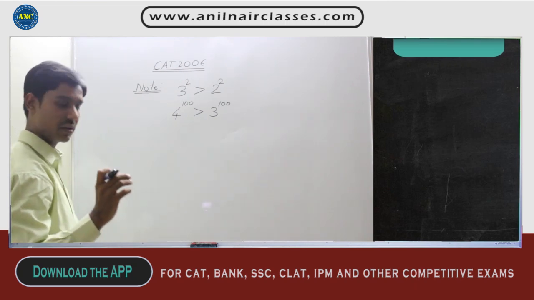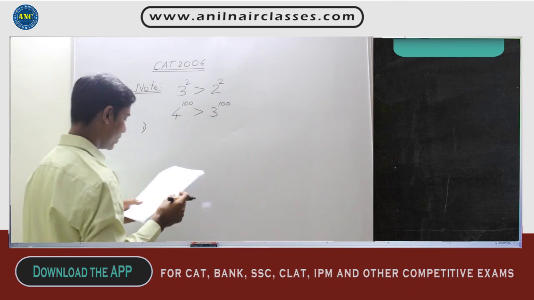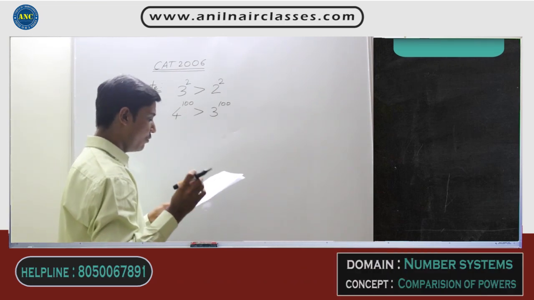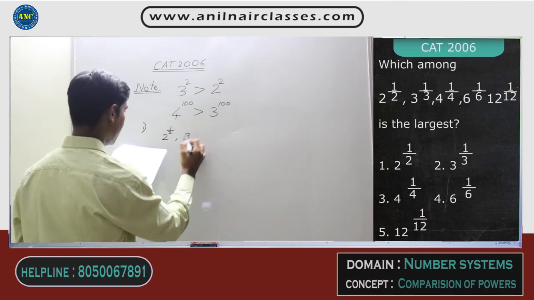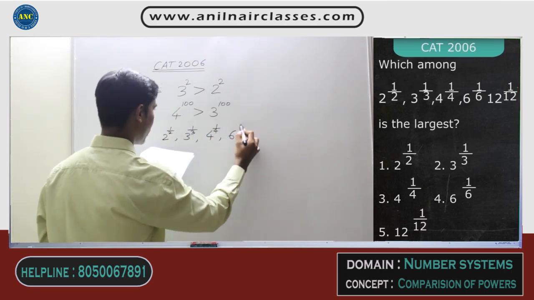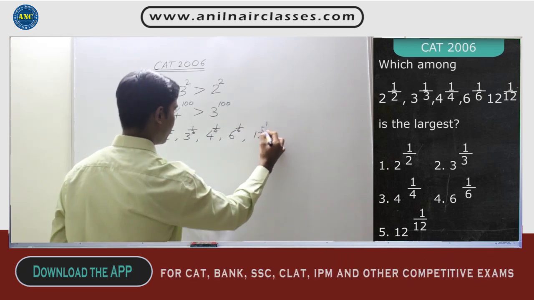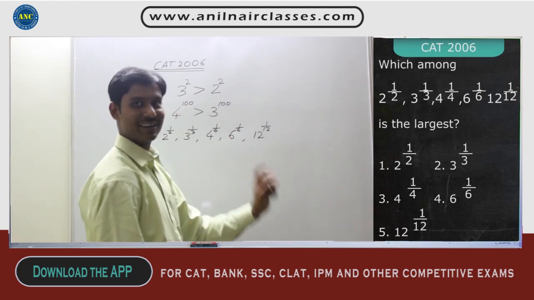Now let us solve the original examination question which is asked in CAT 2006. Now please see the question. Your question is which among 2 power 1 by 2, 3 power 1 by 3, 4 power 1 by 4, 6 power 1 by 6 and 12 power 1 by 12 is the largest. Out of all these numbers, which is the largest is the question, right?